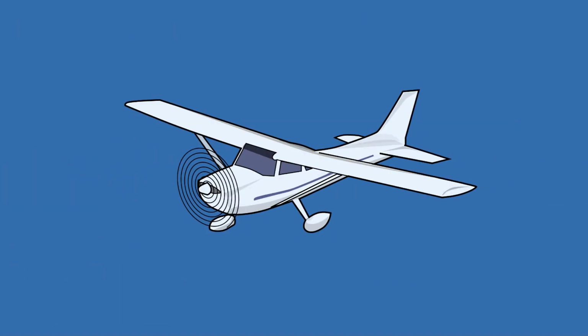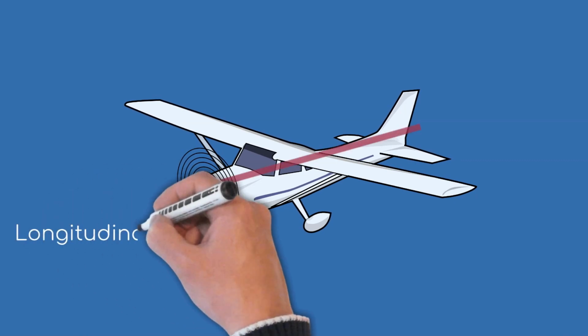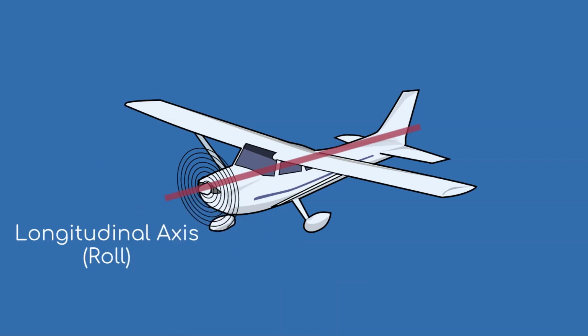Now that you understand the four forces acting on an aircraft, we can talk about how an aircraft moves in 3 dimensions. An aircraft is controlled by causing it to move around one of 3 axes. The longitudinal axis, also called the roll axis, goes through the aircraft from the nose to the tail. An aircraft rolls around the longitudinal axis.